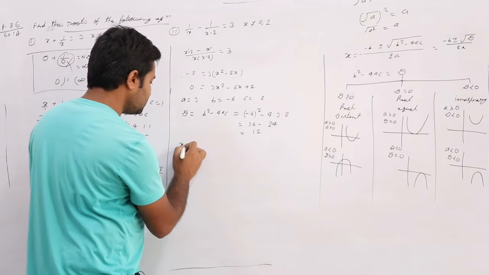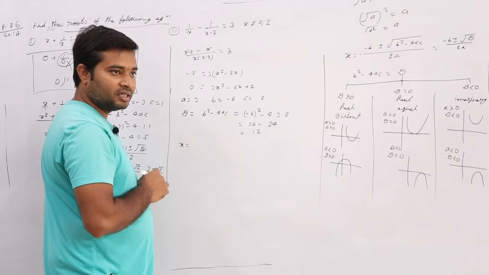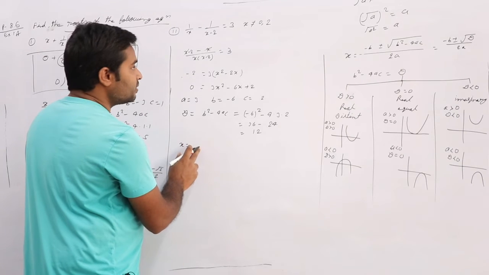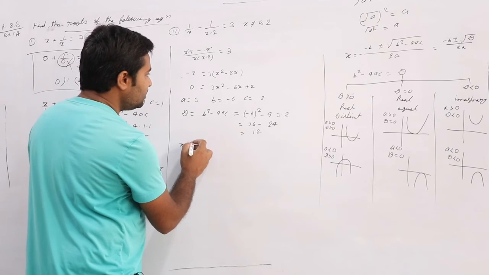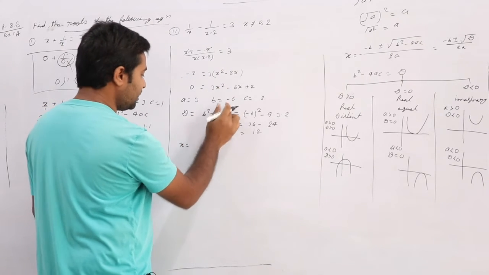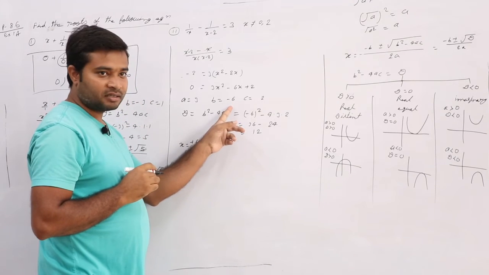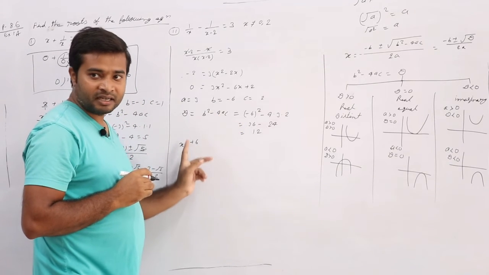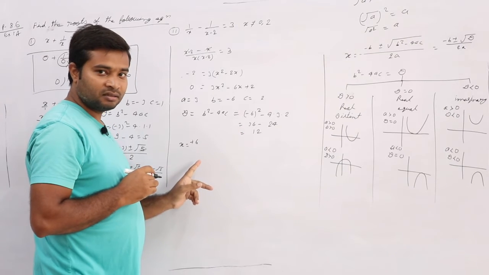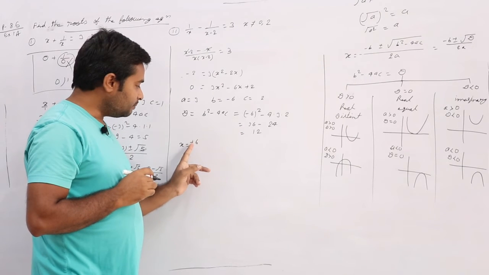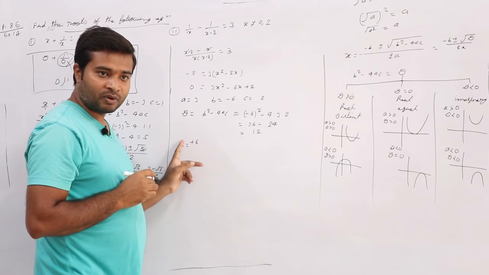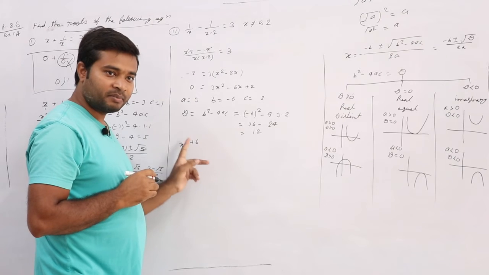Now find x. So x is equal to minus of b. So b is how much? Minus 6. So write directly plus 6. B is equal to minus 6, so minus of minus 6 is plus 6. Again I am saying b is equal to minus 6, before it one minus is there. So minus of minus 6 is plus 6.